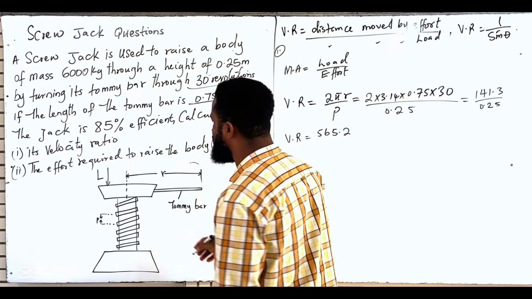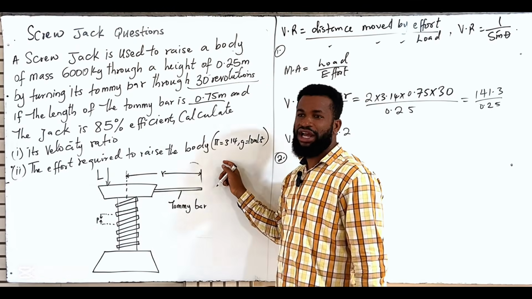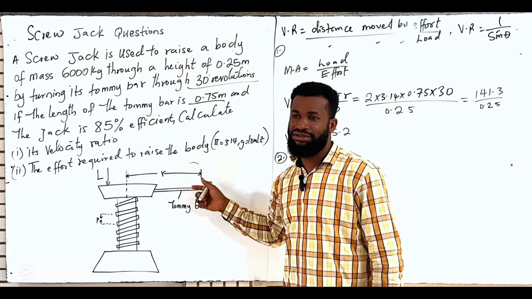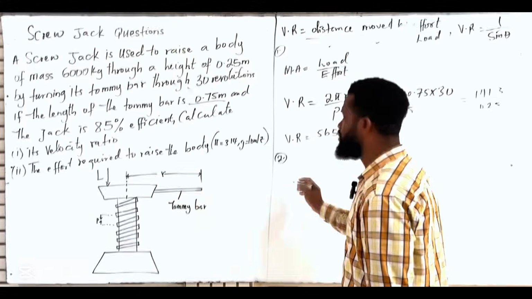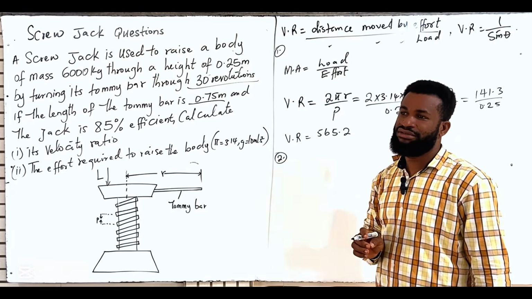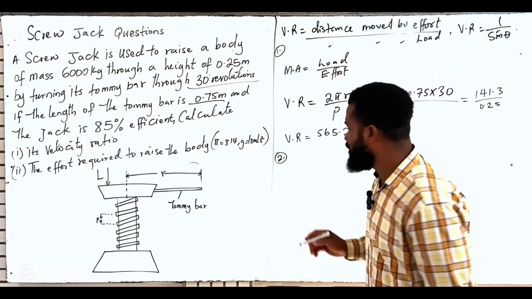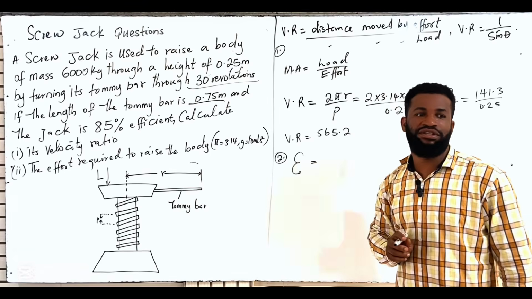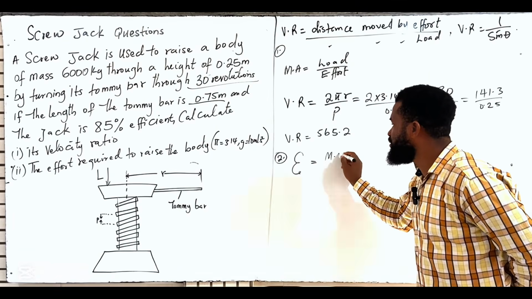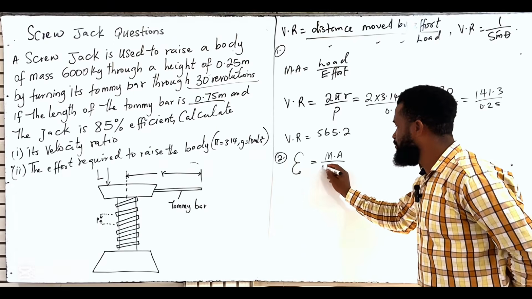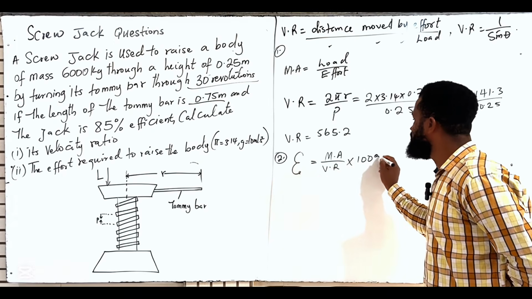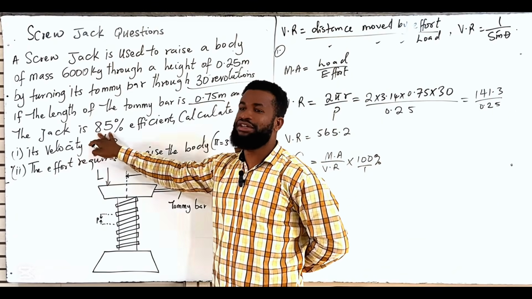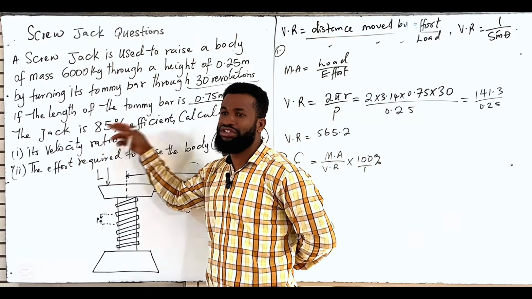Second one is the effort required to raise the load. I cannot find effort when I don't know the mechanical advantage. So what should I do first? I'm going to find mechanical advantage. Then I can find the effort. But I cannot also find that apart from going through this formula called what? Efficiency. What is efficiency? Mechanical advantage over velocity ratio, that's correct, times 100% all over 1. So efficiency there is what? It's always expressed in percentage. Whenever you see percentage, you know it's efficiency, right?